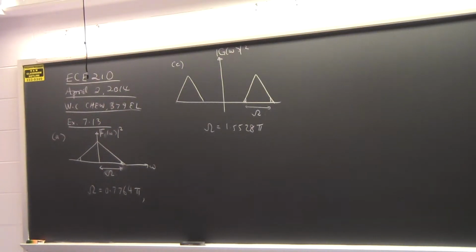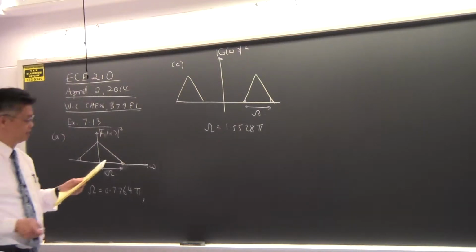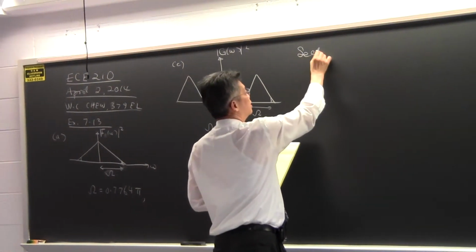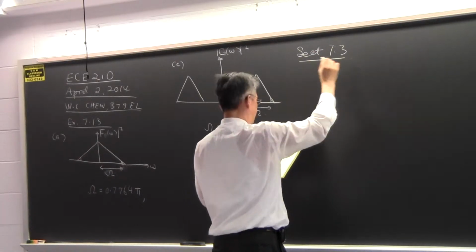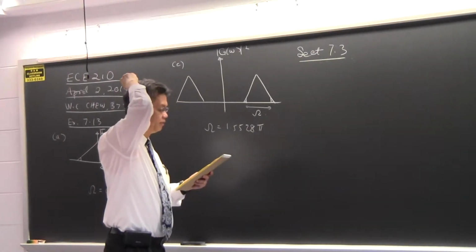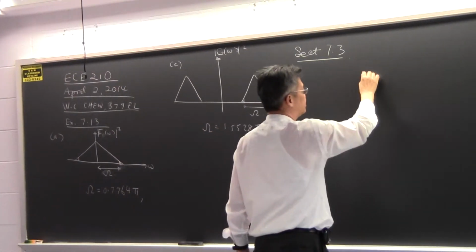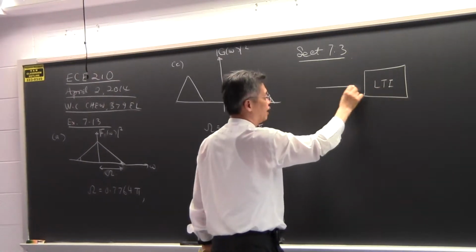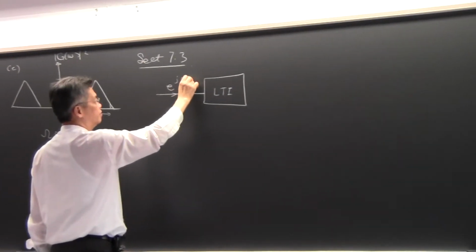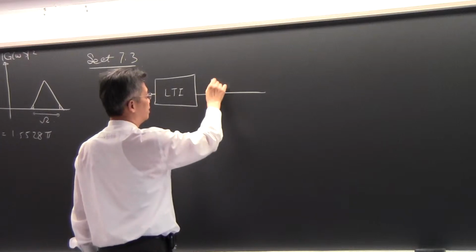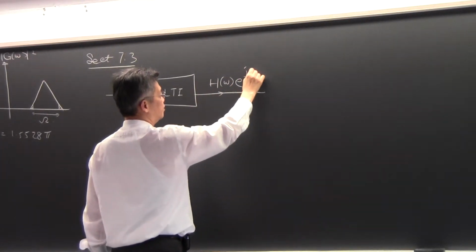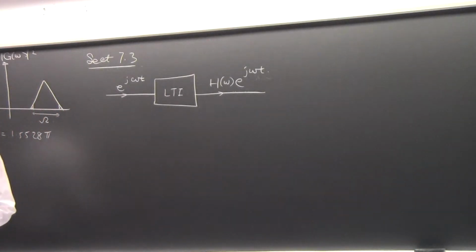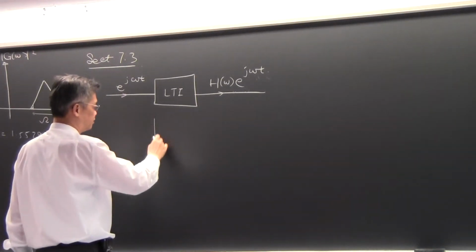Okay, let's go to section 7.3 and discuss some examples from there. Essentially, as I told you before, when you have a linear time invariant system, if you have a single frequency going in, the output is given by H of omega e to the j omega. This is a frequency domain system, because before we reached there, we actually had the phasor form.